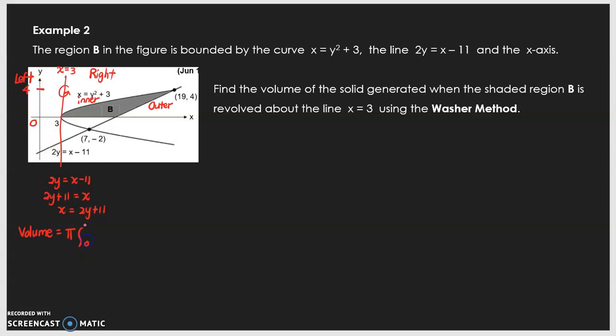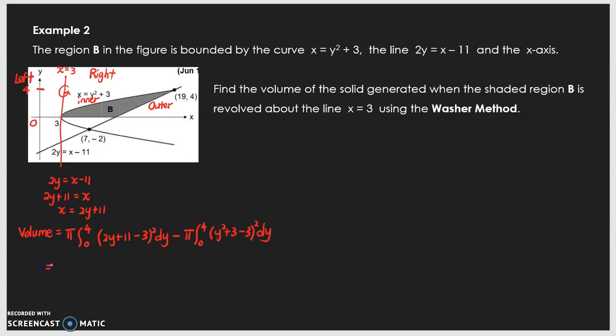So from 0 to 4, the outer volume, which is 2y plus 11 minus k. Our k is 3. So minus 3 squared dy, minus the inner volume, pi integrate from 0 to 4. So the inner volume based on this shaded region is the curve, which is y squared plus 3. So here is y squared plus 3 minus k. K is 3 squared dy.